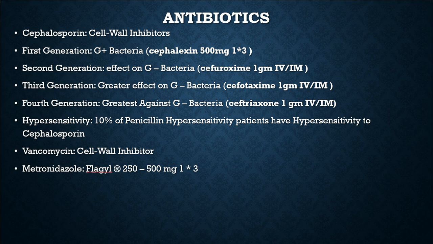1 gram IV or IM. The fourth generation, greatest against gram-negative bacteria, like ceftriaxone, 1 gram IV or IM. Hypersensitivity: 10% of penicillin patients might have hypersensitivity to cephalosporins. And vancomycin, a cell wall inhibitor, you will not need to prescribe as a dentist. Metronidazole, Flagyl, 250 to 500 milligrams, 1 by 3.